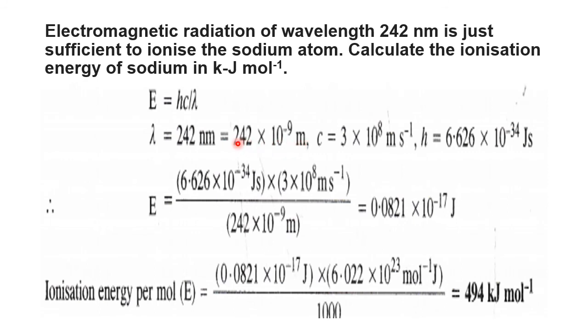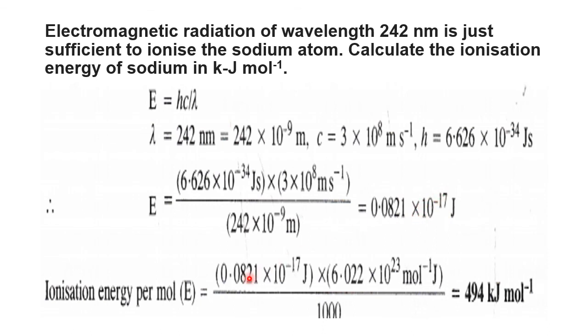This is lambda given. C constant, h constant. So energy equal to hc by lambda. That gives you energy equal to 0.0821 into 10 to the power minus 17 joules. Now he has told to calculate the ionization energy in terms of kilojoules per mole. This is only in 1 joule. So 1000 joules equal to 1 kilojoule. So this much joules equal to this much divided by 1000. That is in kilojoules.